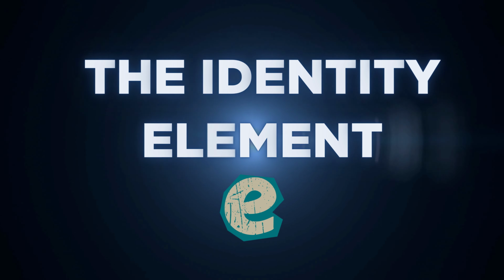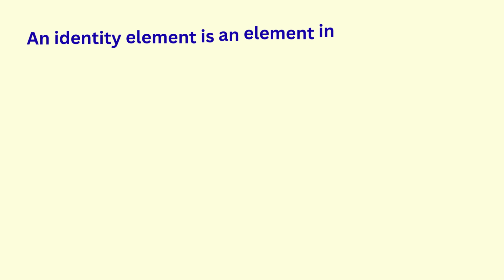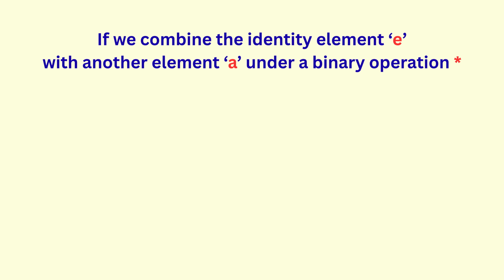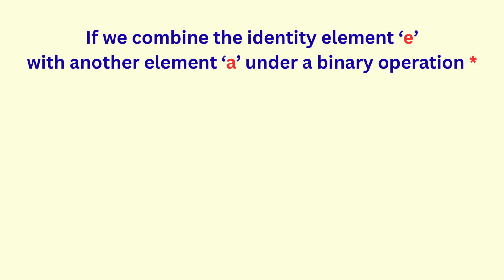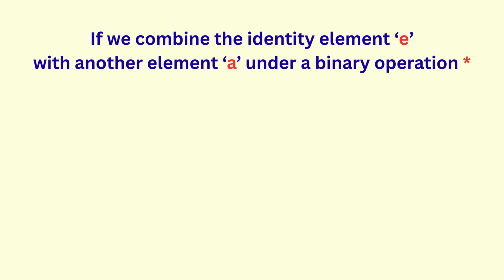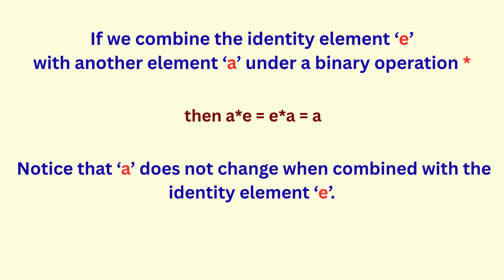Today we'll explore the concept of the identity element under a binary operation. An identity element is an element in a set that leaves another element unchanged when combined under a binary operation. In other words, if we have an identity element called E and we combine it with another element A under a binary operation star, then A star E and E star A are both equal to A. Notice that A remains unchanged when combined with the identity element E.